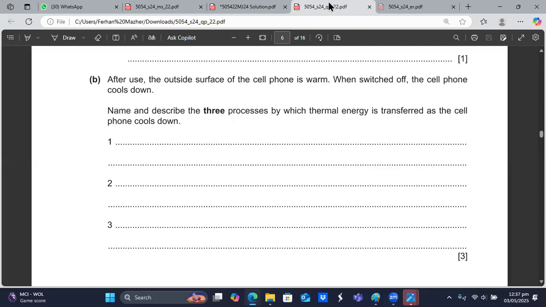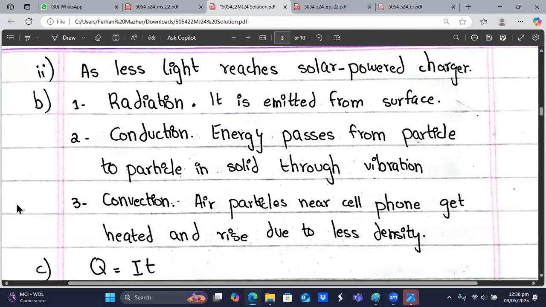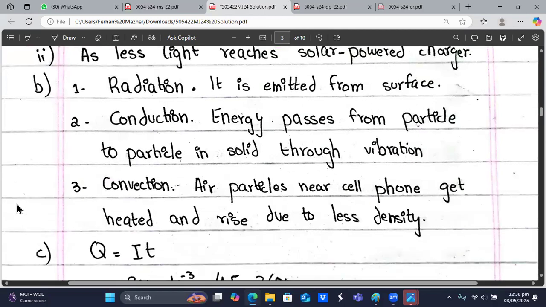By radiation also, heat is lost to the surroundings. The hot battery will be emitting infrared rays. So by the emission of infrared rays, the battery will be losing heat. Okay, the first one is radiation. It is emitted from the surface.